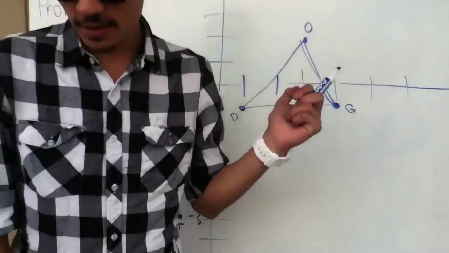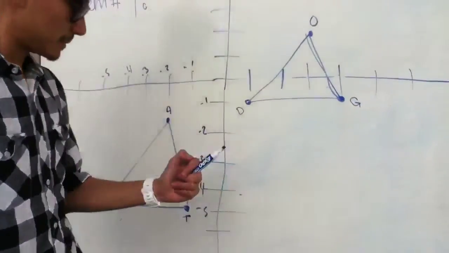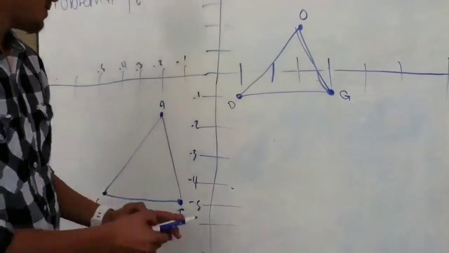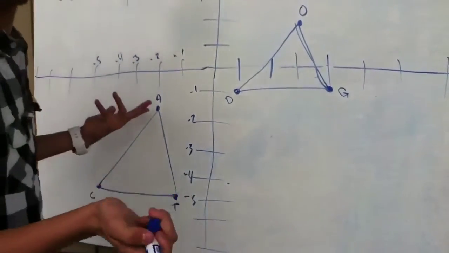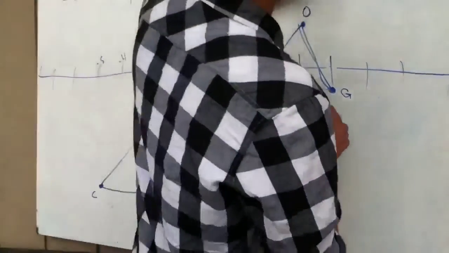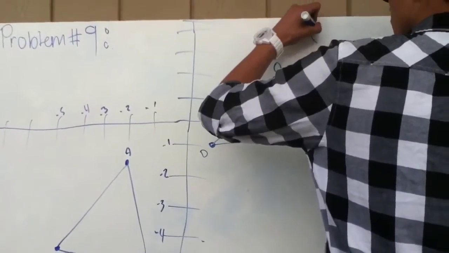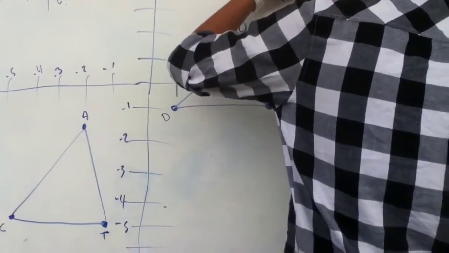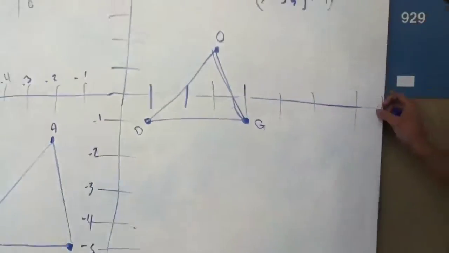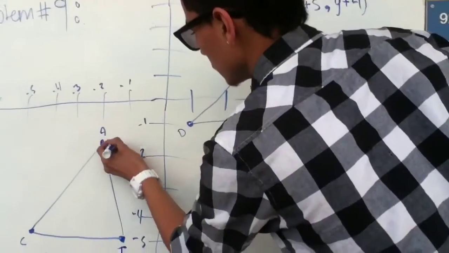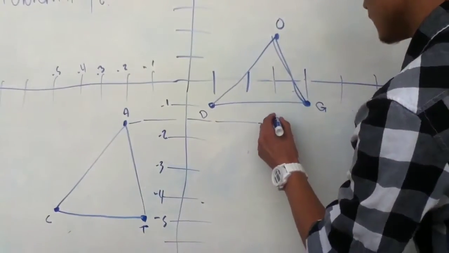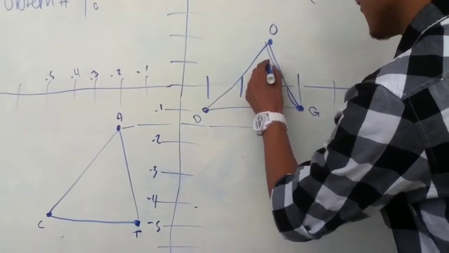Alright, number 9, we have to find the translation rule that moves the cat triangle to the dog triangle. Pretty easy, actually. All you have to do is pick any one point, because they're going to go the same route. And you just go to the right. All you have to do is add 5 to the x, and add 4 to y. So 1, 2, 3, 4, 5. 1, 2, 3, 4.